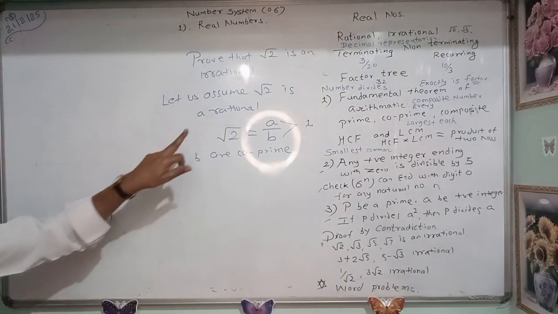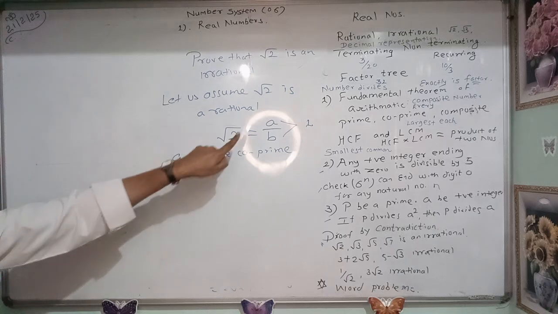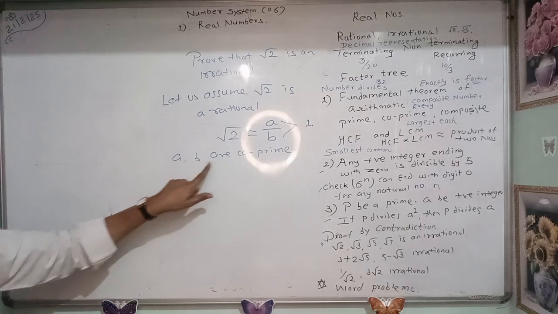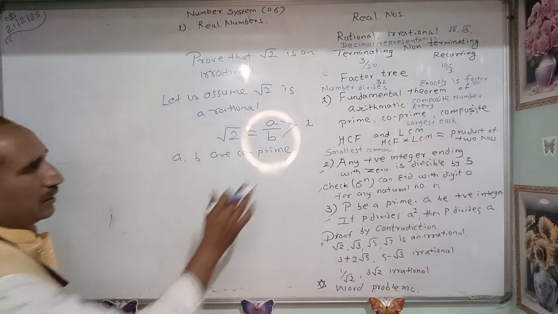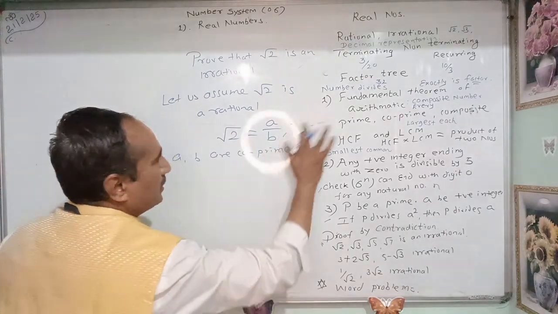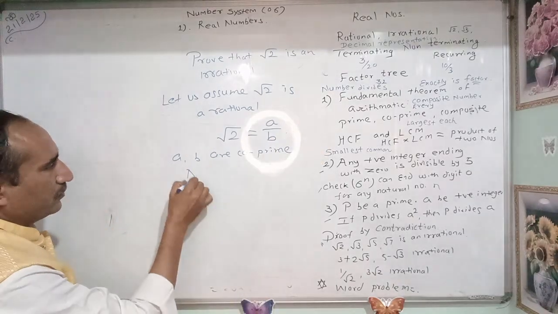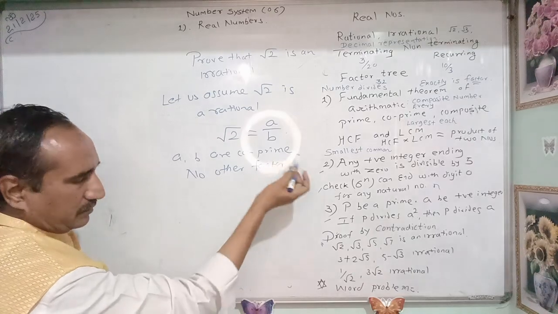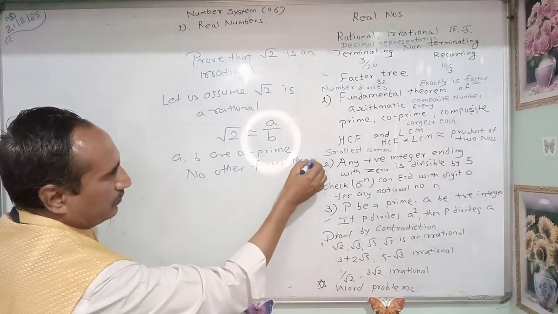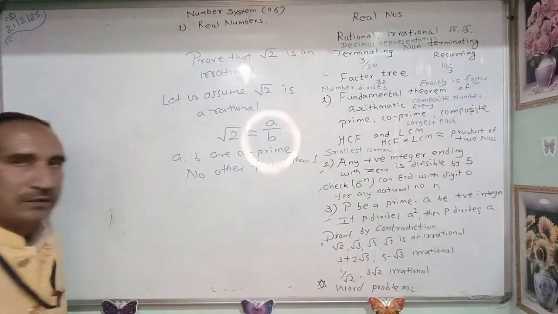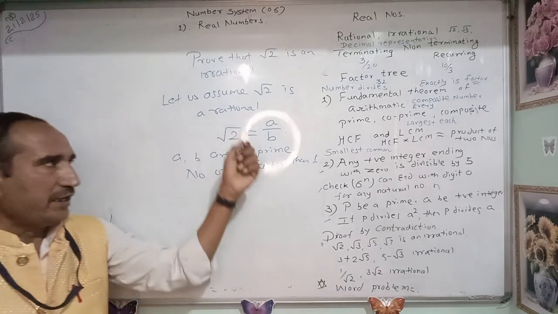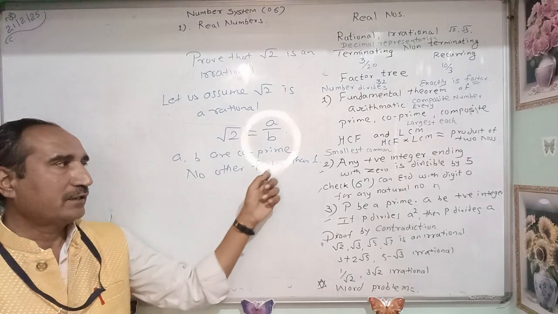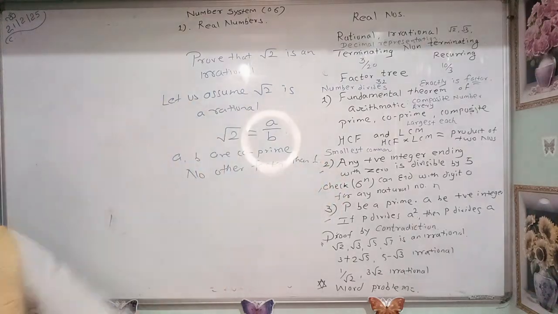So root 2 is rational means it must be in the simplest form A upon B. A, B are co-prime, no other factor than 1. So root 2 equals A upon B, A, B are co-prime, no other factor than 1.